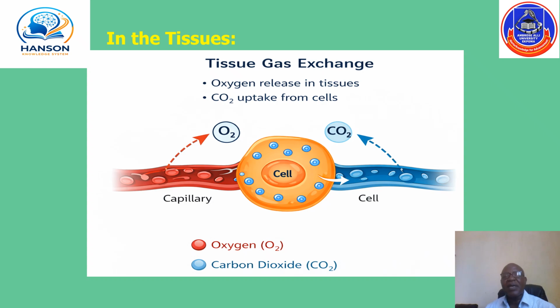At the same time, the cells are actively producing carbon dioxide as waste product of metabolism. Since the concentration of carbon dioxide is higher in the cell than in the surrounding blood, carbon dioxide diffuses from the cell into the capillaries. The blood, now carrying more carbon dioxide and less oxygen, becomes deoxygenated and is transported back towards the lungs for gas exchange.